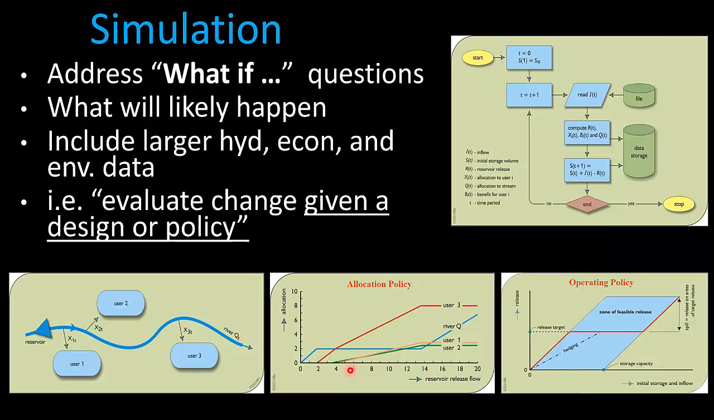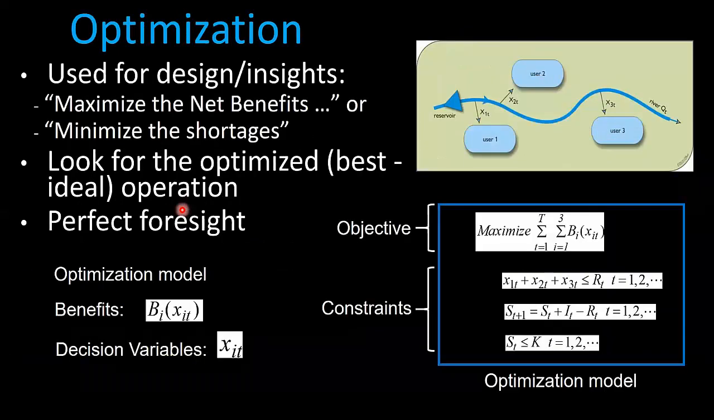In this case, again, just to reiterate, with simulation models you can estimate what will be the response given a change in a policy or in some infrastructure. The optimization models are different. So basically they are used for design and also to obtain some insights on a given system, okay?